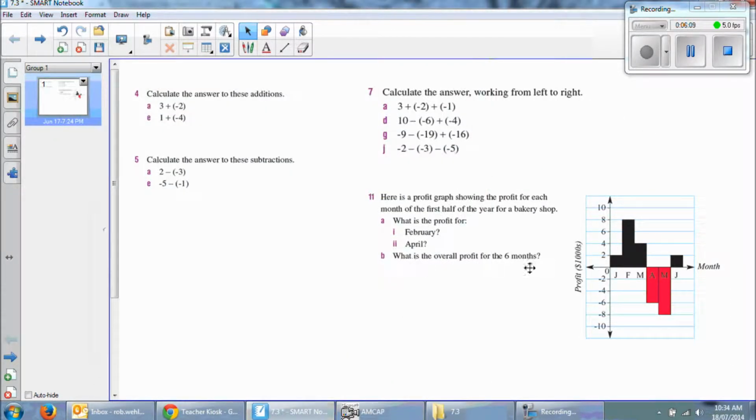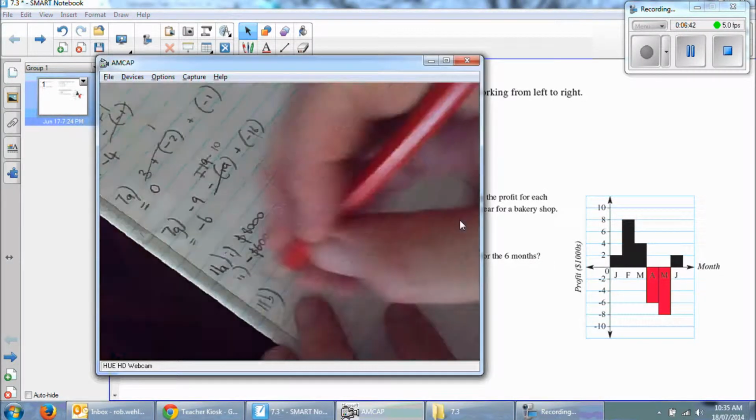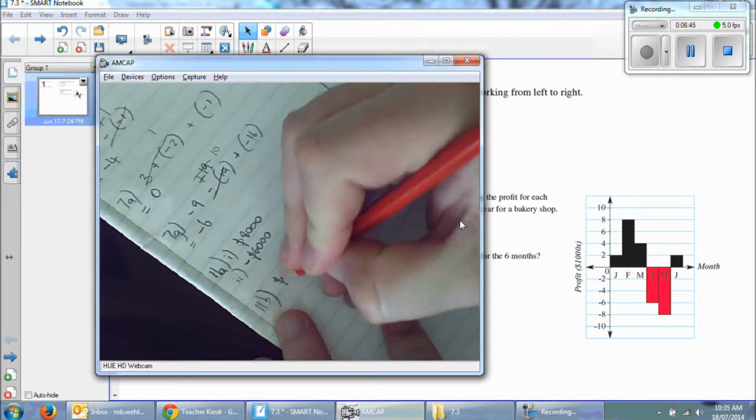And here in B it says, what is the overall profit for the 6 months? So we've got January to June. Now, once again, an easy way to do this is add up all of the months where they made money. So they made 2,000 in January, 8,000 in February, 4,000 in March, and 2,000 in June. We could add those up in one column. So 2 plus 8 is 10, plus 4 is 14, plus 2 is 16. So in the 6 months, they made a total profit of $16,000.